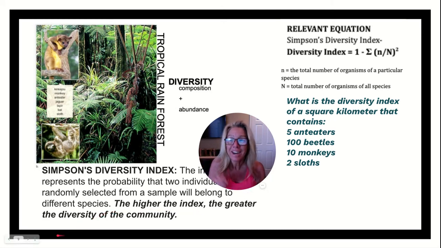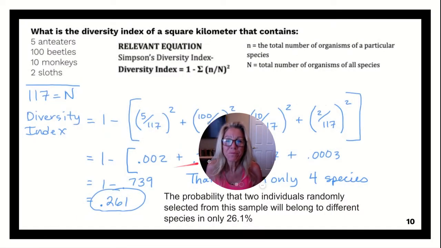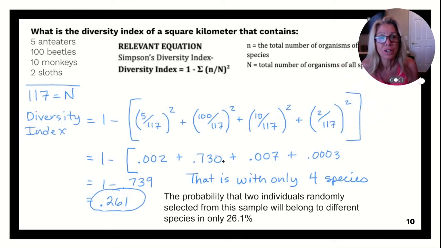All right, so here we go. I did the calculations for you. This is one of the equations you need to know, right? So I just added them up, and I had 117. That was my total number. So when I want to calculate the diversity index, it's 1 minus the sum of each of the individual species over the total, squared. And I did that for you here. And then I added those four values up and it came out to 0.739.